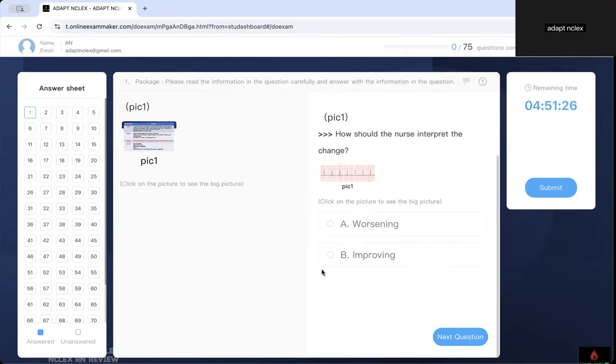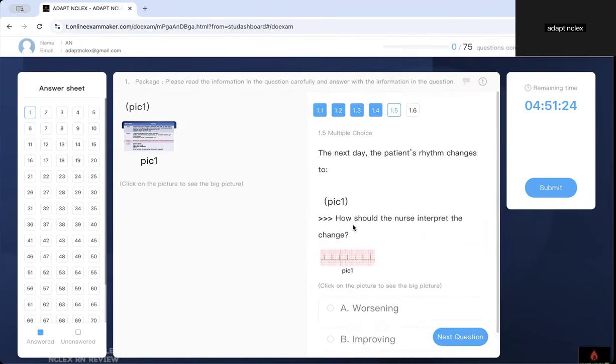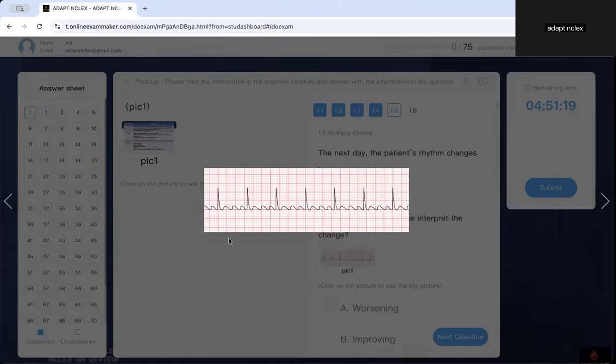Now, how should the nurse interpret the change? The next day, the patient's rhythm changes to what? This. From AFib to that. Now you can see P waves. You can see now it's a uniform RR interval. It's fine. But we have what? A bunch of P waves that look like a saw-toothed. Do you see the saw-toothed? Let me show you. There's a saw-toothed here. Look at it. If you draw a line here like that, it looks like saw-toothed. Like that, and then you bring the saw there. That is a saw-toothed feature of a regular rhythm with a bunch of P waves.